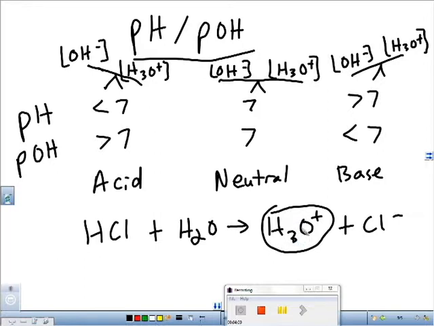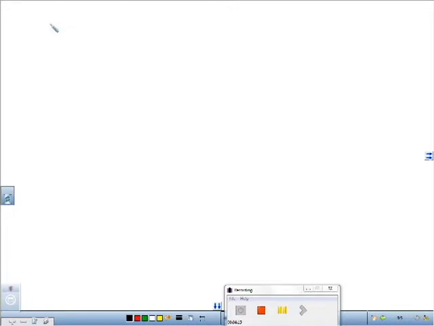If we have more H3O plus, the pH goes down further. If we have more OH, the pH goes up further. It becomes more basic. Let's talk about how this works a little bit because it's all based on logs. So let's talk about pH, and I'm just going to go from 1 to 14 real quick.